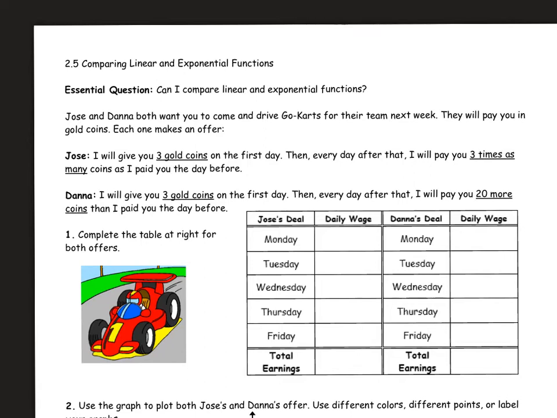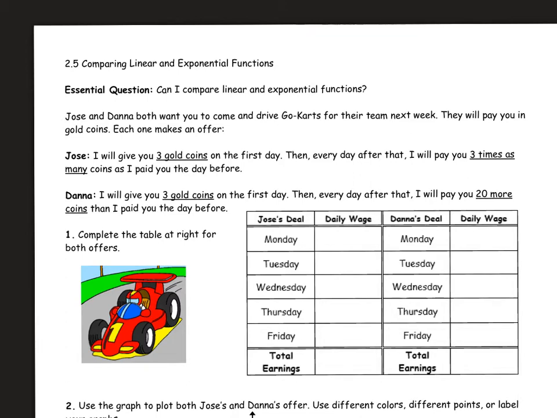Hi, ladies and gentlemen. We're in the last section of linear and exponential functions. This is 2.5, comparing linear and exponential functions. Our essential question is, can I compare linear and exponential functions? So can I compare it in all of the different modes? Graphically, with a table, with an equation.